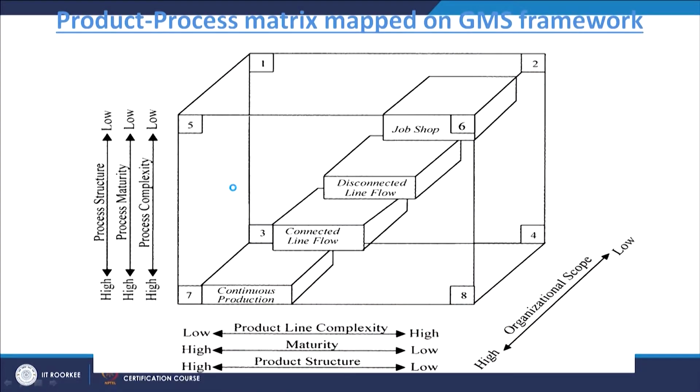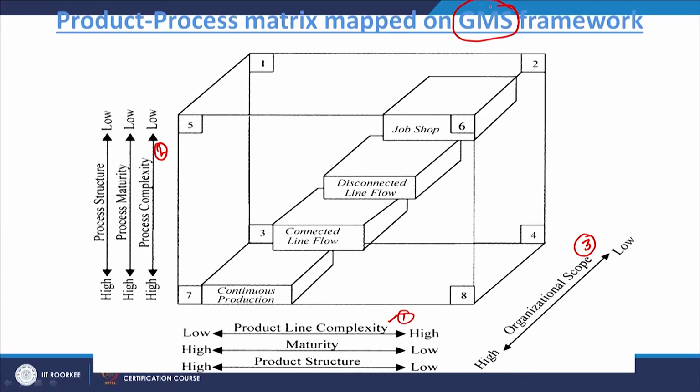Now, that three-dimensional view of process choice was represented like this: you have three dimensions. One dimension is product line complexity. The second dimension is the process complexity and the third dimension is the organizational scope. So, now we are developing a three-dimensional framework, and on the basis of this framework we can have our generic manufacturing strategies. This particular session is going to help us in two ways.